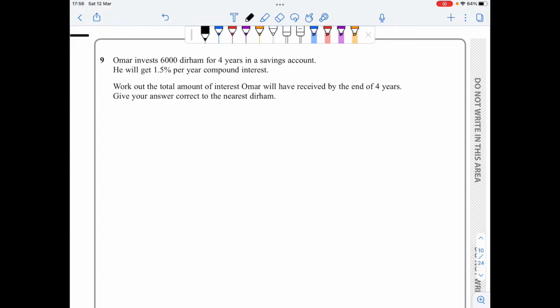For question 9, my multiplying factor will be equal to 101.5, that's 100 plus 1.5, over 100 as a decimal. This is 1.015. Then the final amount would be equal to the original amount times my multiplying factor to the power of 4.